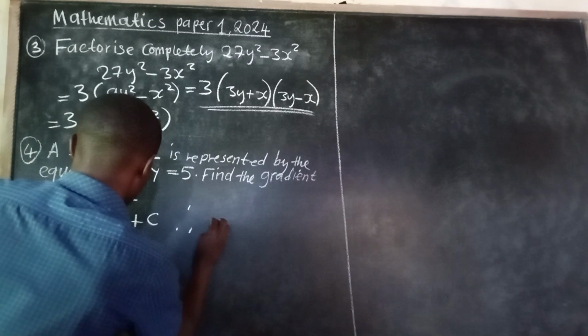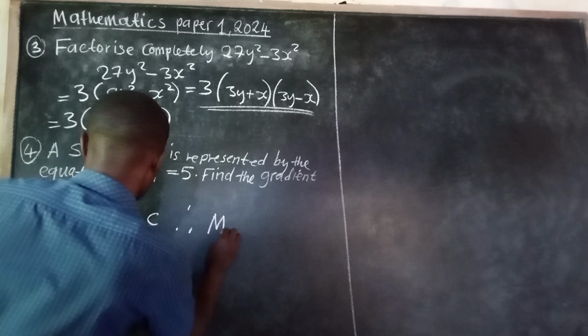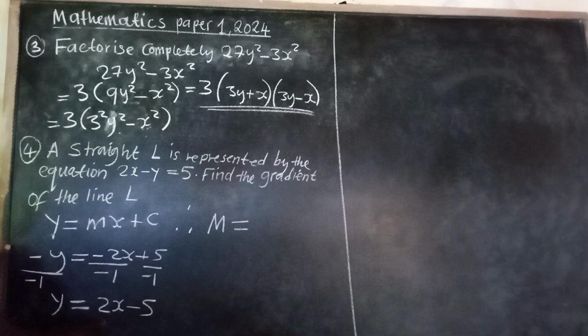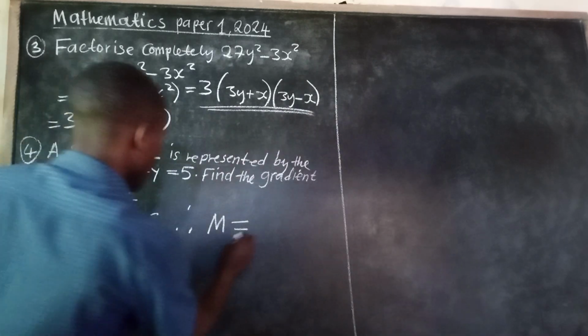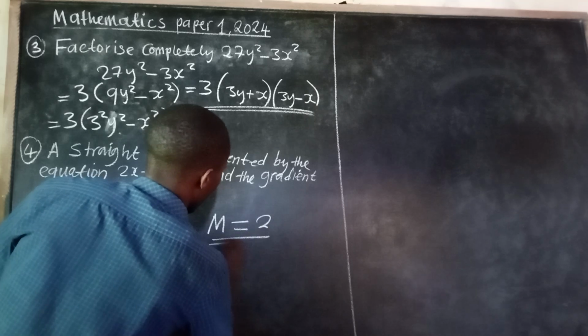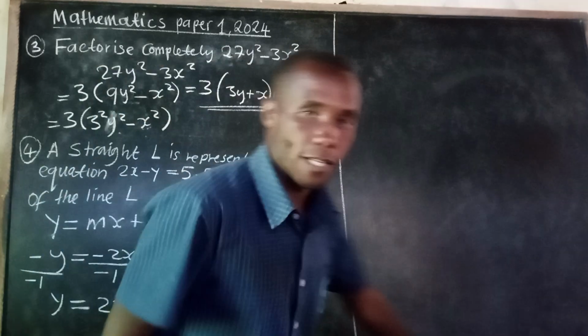Therefore, the gradient, which is represented by m, is equal to the coefficient of x, which is 2. So 2 is our gradient according to the question.